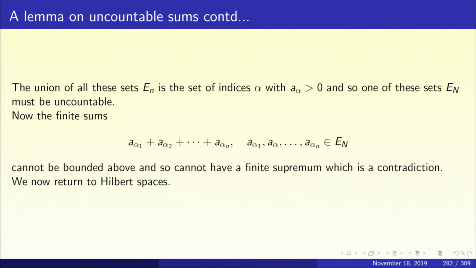The definition is that those elements in E capital N will all be bigger than 1 upon capital N. So, if you add up these things A alpha 1 plus A alpha 2 plus etc. plus A alpha n, it will exceed little n upon capital N. But now I can allow the little n to be as large as I want, and then I will get that these finite sums are unbounded. How can I take the little n to be as large as I want? Because E capital N is uncountable, so it in particular is infinite.